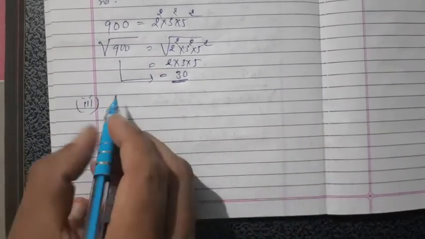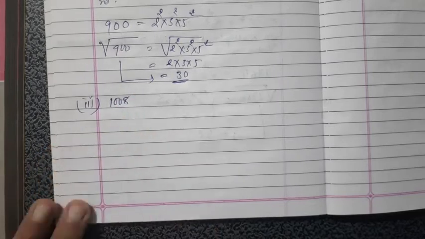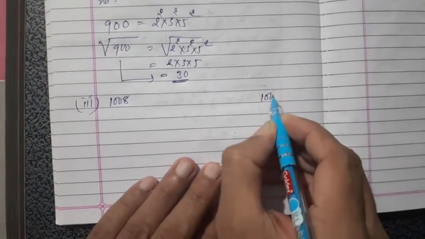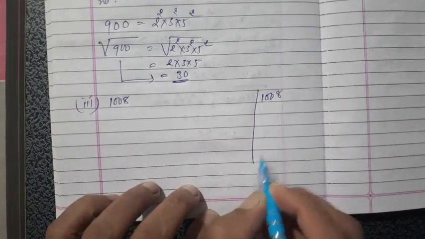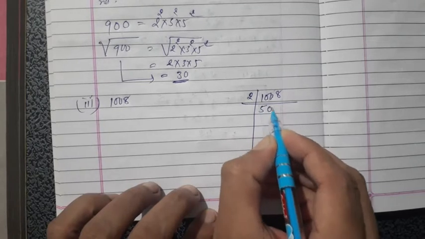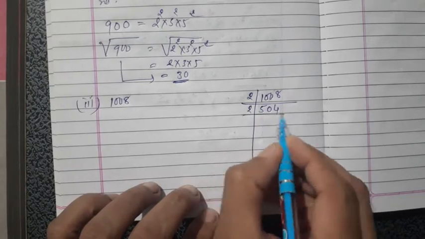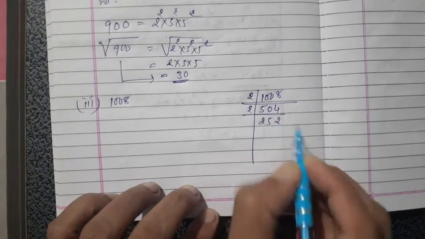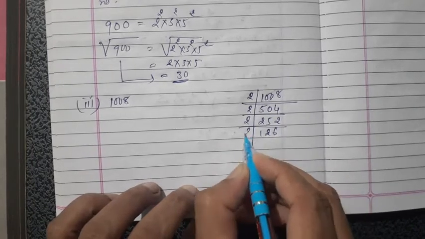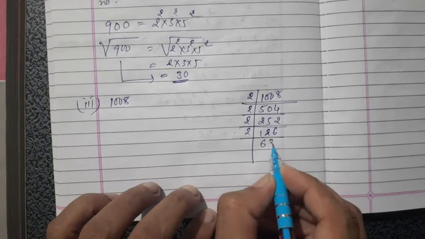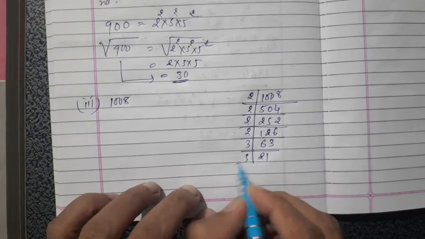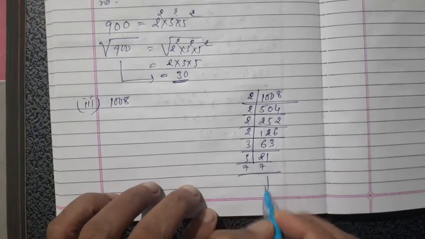is 1008. Okay, so what to do? First factorize that number, 1008. Factors of that number: 2 into 504, again 2 into 252, then 2 into 126, again 2 into 63, then 3 into 21, then 3 into 7, and 7 ones are 7.